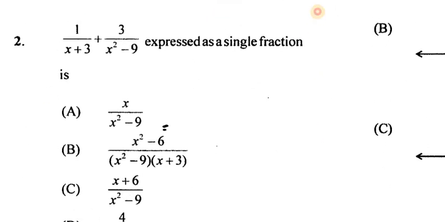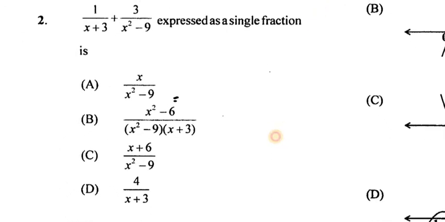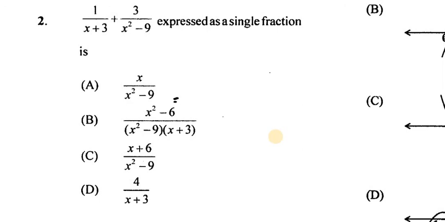The other question gives us a fraction, 1 over x plus 3 plus 3 over x squared minus 9, and when we express this as a single fraction, what is the result? So I'm writing it now, 1 over x plus 3 plus 3 divided by, and I'm going to write x squared minus 9 as a difference of two squares, x plus 3 multiplied by x minus 3.